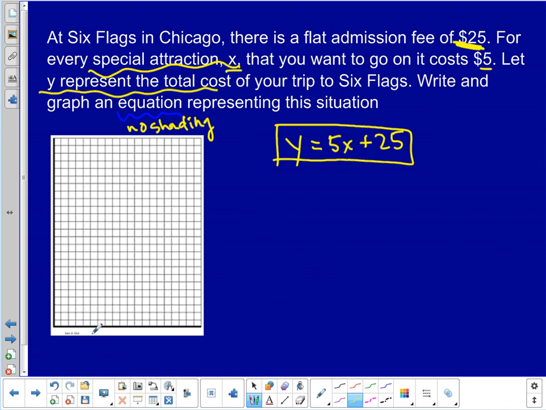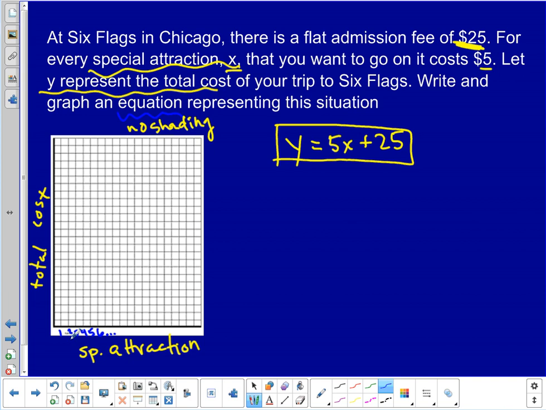One, we need to label our axes. So this is special attraction. And this is total cost. Also notice that these aren't labeled as far as the numbers go. So when we talk about labeling the values of the axis, for special attractions, I'm just going to count by ones. 1, 2, 3, 4, 5, 6, and so on.